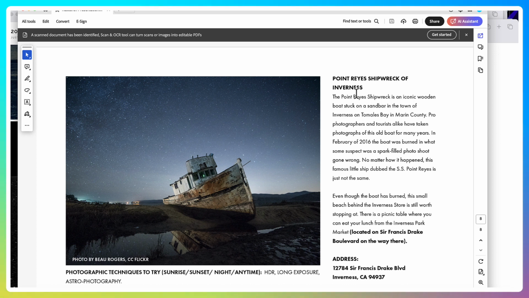And then we also photographed the Point Reyes shipwreck at night one evening, and again mentioning some opportunities or techniques to try at this specific location. Okay, so you could shoot sunrise, sunset, and then just mentioning specific techniques, HDR, long exposure, astrophotography, etc.